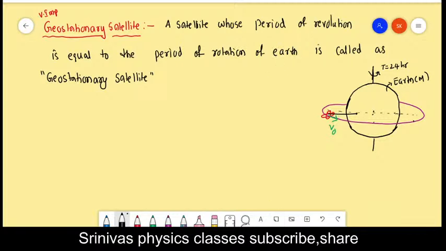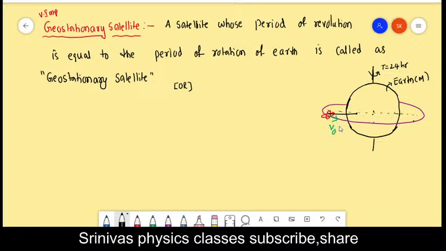What is the period of rotation of Earth? Can anyone tell? The period of rotation of Earth is 24 hours. Earth completes one rotation about its own axis in 24 hours. At that moment, what happens? Earth rotates and the satellite rotates. Earth completes one rotation in 24 hours, and the satellite completes one revolution in 24 hours.